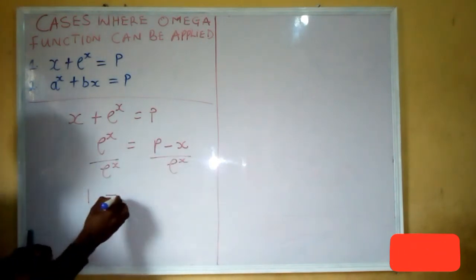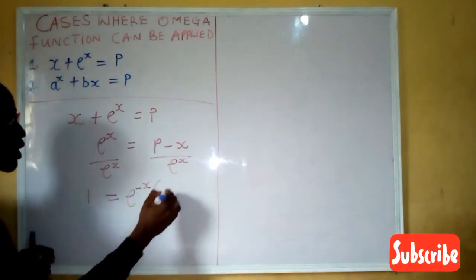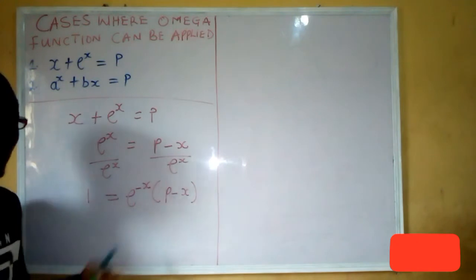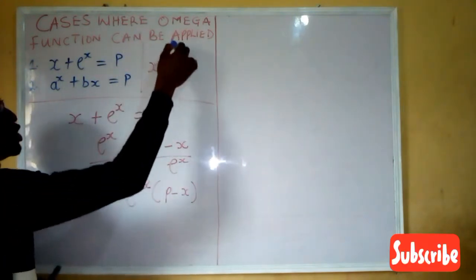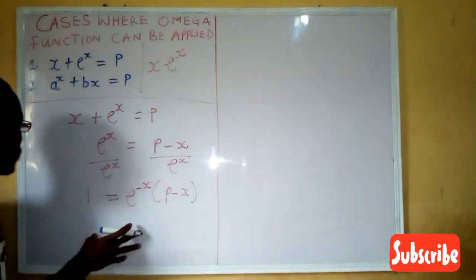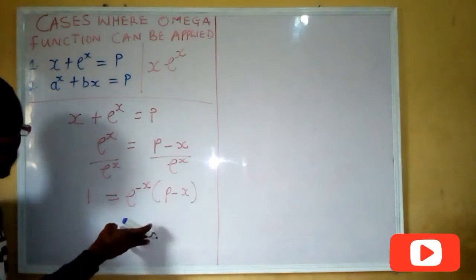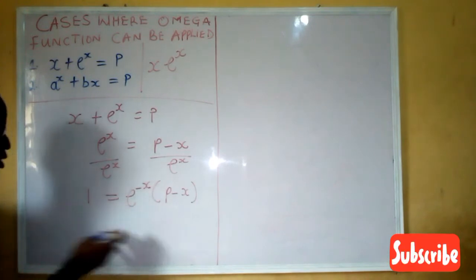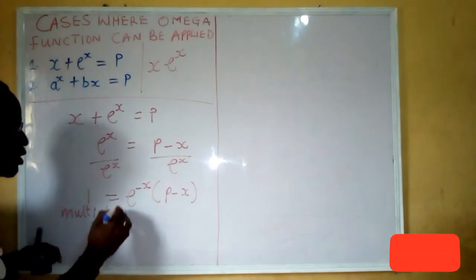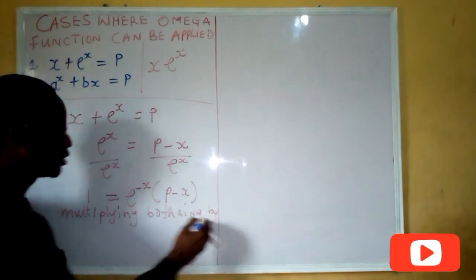So this gives 1 equals e raised to the power minus x into the bracket p minus x. Having this, how can I convert it to the form of the Lambert W function, like I've always said, the W times exponential of W? So how can I actually do that here? What I would do is to multiply both sides by e raised to the power p.